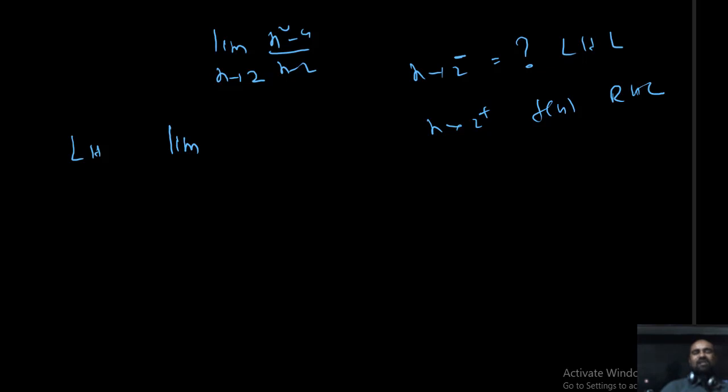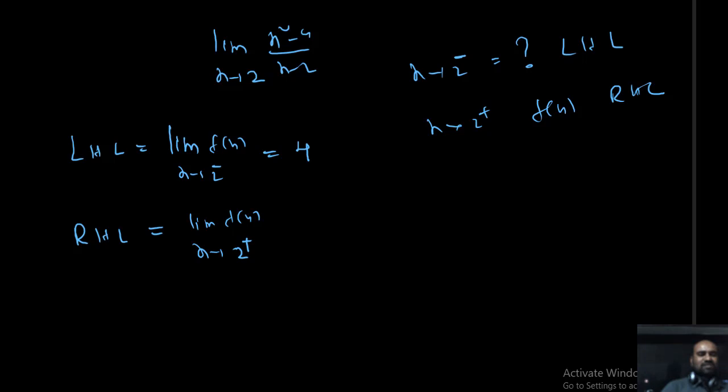Left hand side limit and right hand side limit. LHL I want to find. LHL is nothing but limit of f of x where x is tending to 2 minus. In this example, I got 4. And RHL we should find. What is the meaning of RHL? The limiting value of f of x where x is tending to higher values of 2, that is 2 plus. So in this example, what did I get? 4. So finally, LHL is existing.